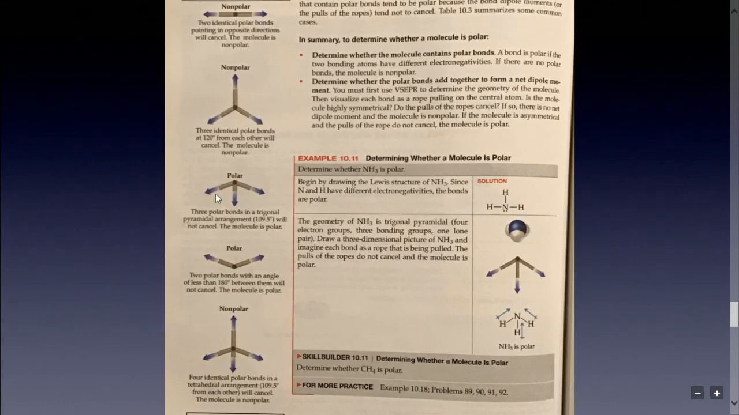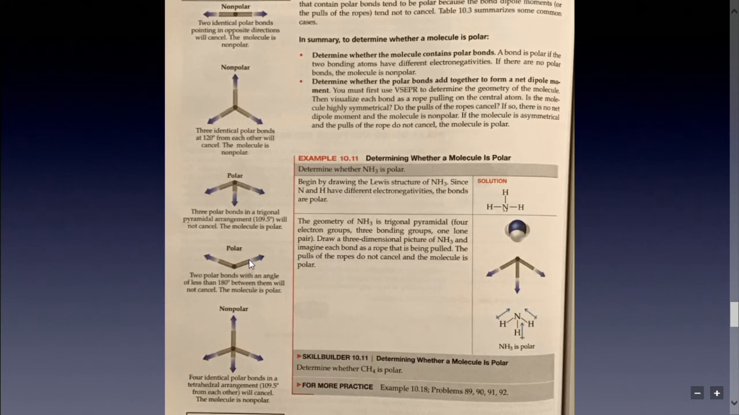Now, what about this situation here? The trigonal pyramidal. If you have three polar bonds in a trigonal pyramidal arrangement, then they will not technically cancel, because you would still have a lone pair of electrons here. Remember, that's actually what's repelling these atoms, pushing them down. So that lone pair of electrons kind of messes up the whole situation. And likewise here, when you have two polar bonds with an angle of less than 180, like a bent molecule, then they're not going to cancel.